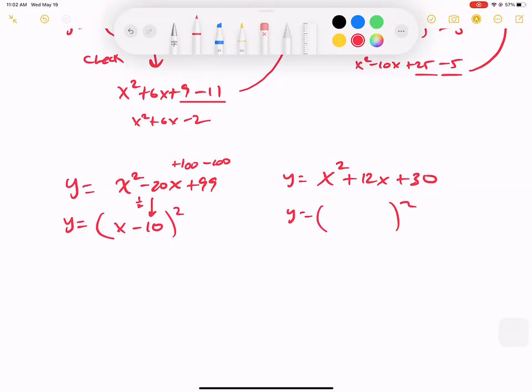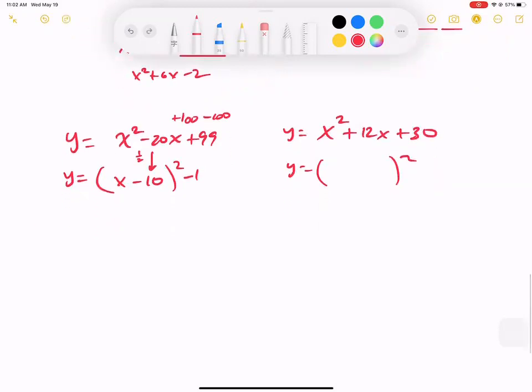I wish I could just print money. Negative 100 plus 99 is going to be 1. That's where the graph starts. This whole graph, even though it says plus 100, the vertex, real quick, is going to be 10 comma negative 1. I can tell where the graph starts.